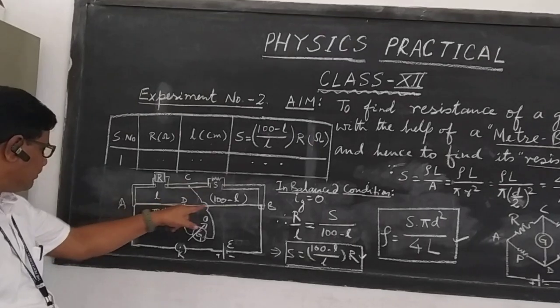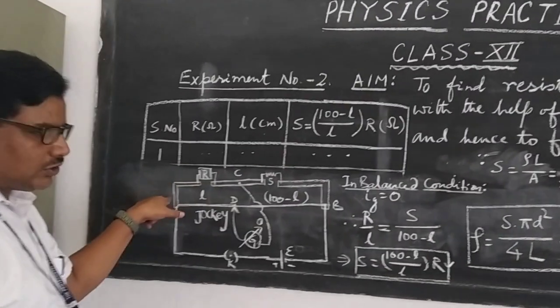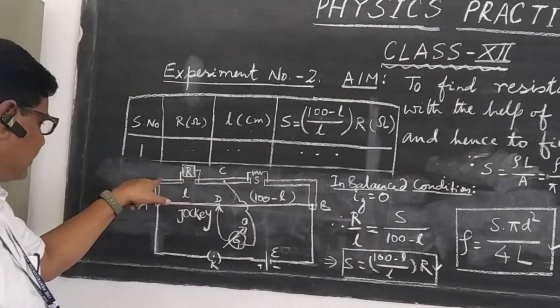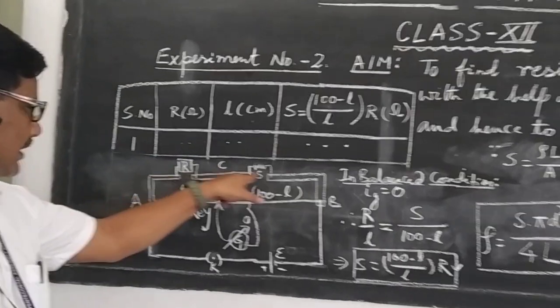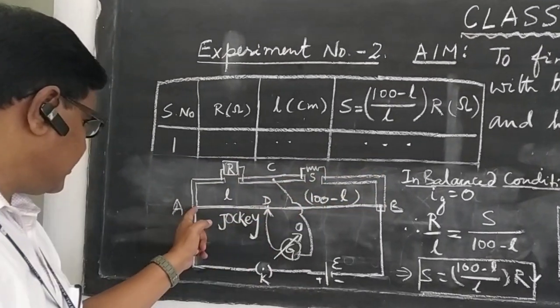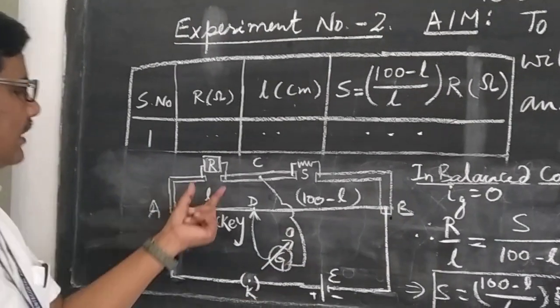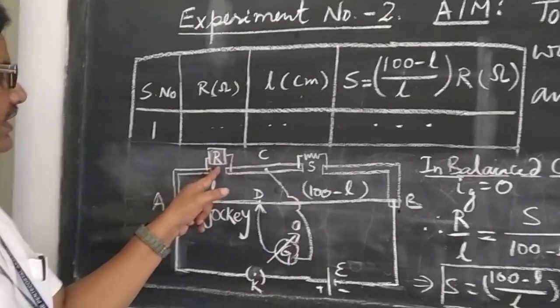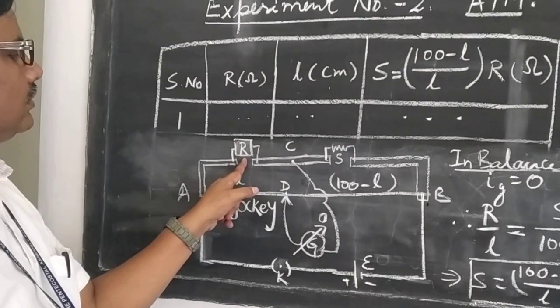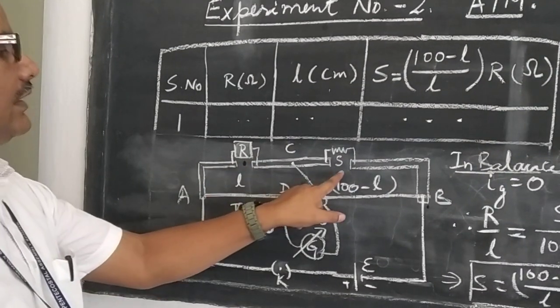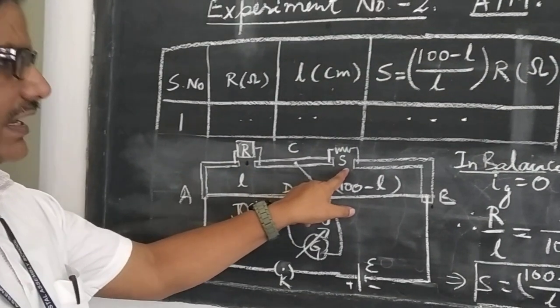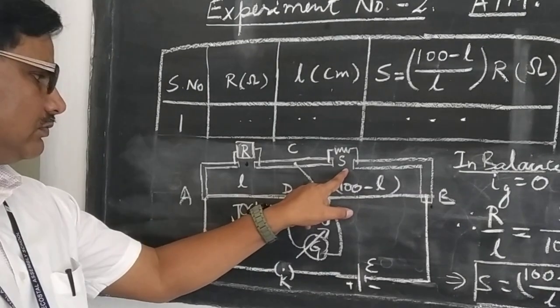So this is the meter-bridge. I will show you the apparatus. These are the thick copper strips, connected like this, and this is a 1 meter long wire AB. There are two gaps. In the first gap we have connected resistance R, that is a known value, and in the second gap this is resistance S, an unknown value.